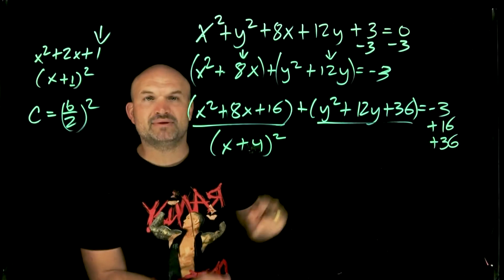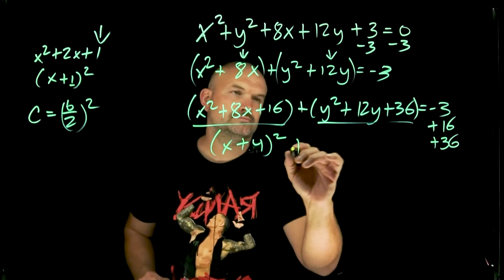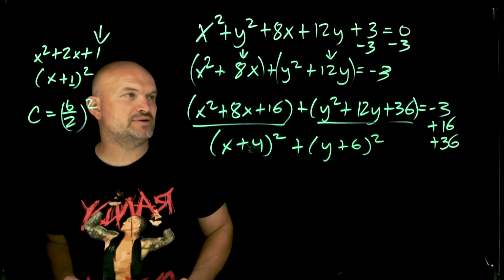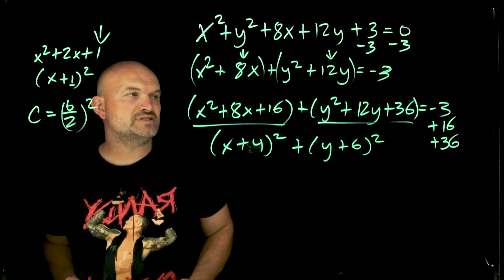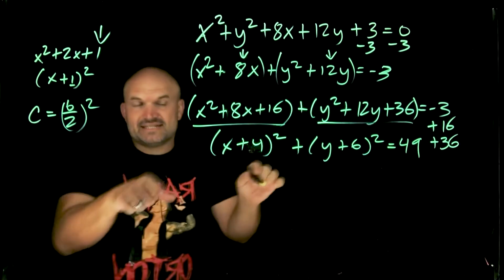What is the exact same number that can multiply to give me a 36 that's going to add to give me a 12? 6. Okay. And now we just have to add all those up. Well, I know negative 3 plus 16 is going to be 13. 13 plus 36 is going to be a 49. Now I have this in the standard form of my circle.